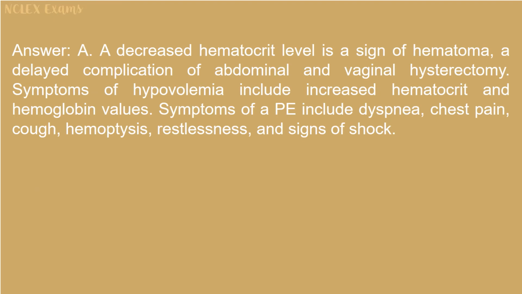Answer A. A decreased hematocrit level is a sign of hematoma, a delayed complication of abdominal and vaginal hysterectomy. Symptoms of hypovolemia include increased hematocrit and hemoglobin values. Symptoms of PE include dyspnea, chest pain, cough, hemoptysis, restlessness, and signs of shock.